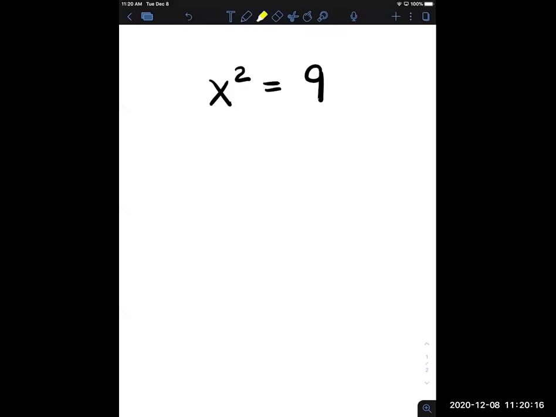This is a video about how to solve a quadratic equation using the square root method. The first step is that you have to get the squared term by itself. In this case, we already have the squared term by itself. The second step is to take the square root of both sides.